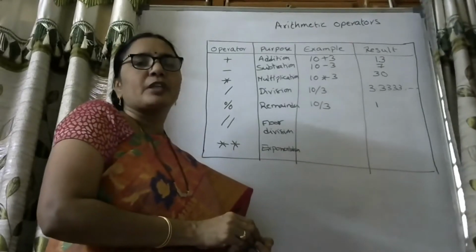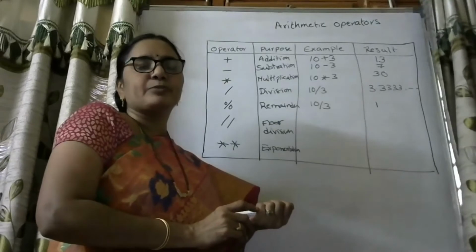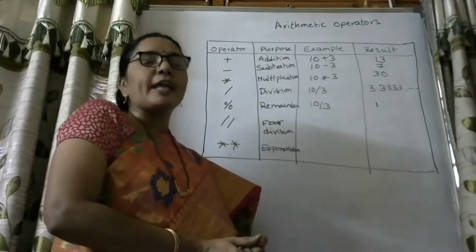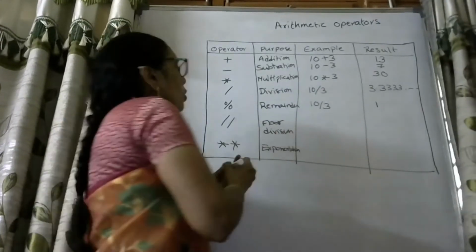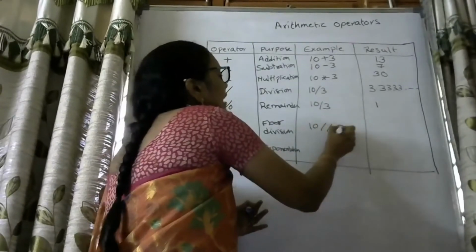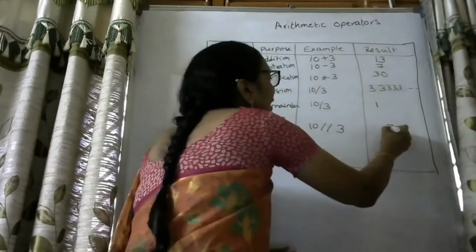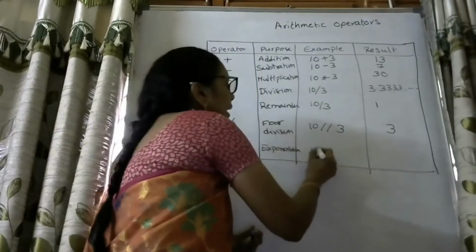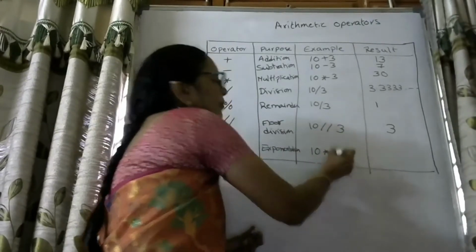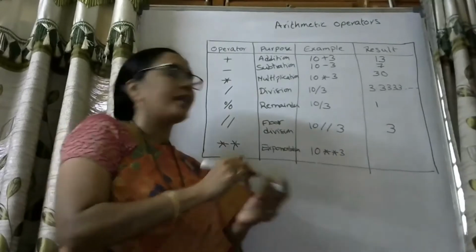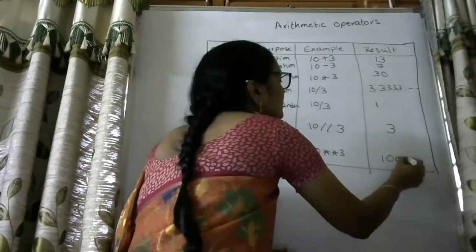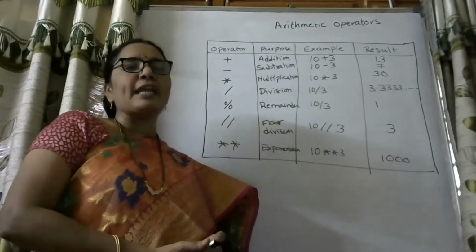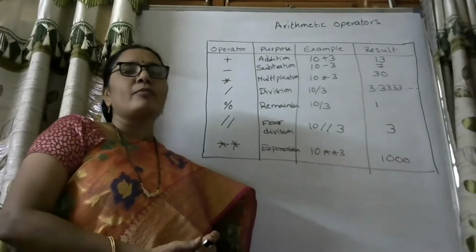And floor division, it is nothing but an integer division. So here the normal division gives the result as 3.3333. The integer division gives the result as 3. So 10 double slash 3 will give you the result 3. And exponentiation, 10 double star 3 is nothing but 10 to the power of 3, which is equal to 1000. So this is the way how you can use the arithmetic operators in your expression.